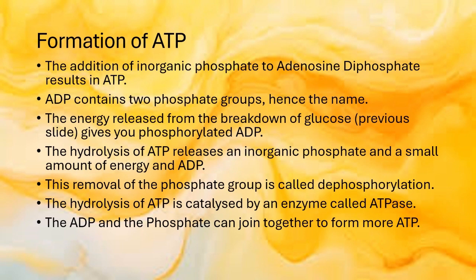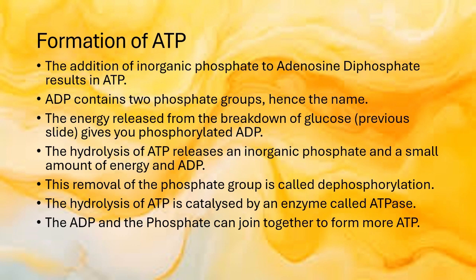So looking at the formation of ATP, so the addition of inorganic phosphate to adenosine diphosphate. So if you notice now, it says diphosphate, which means it has 2 phosphate groups. So the addition of this inorganic phosphate is what results in ATP. So ADP contains 2 phosphate groups, hence the name as explained, and the energy released from the breakdown of glucose gives you phosphorylated ADP. The hydrolysis of ATP releases an inorganic phosphate and a small amount of energy and ADP.